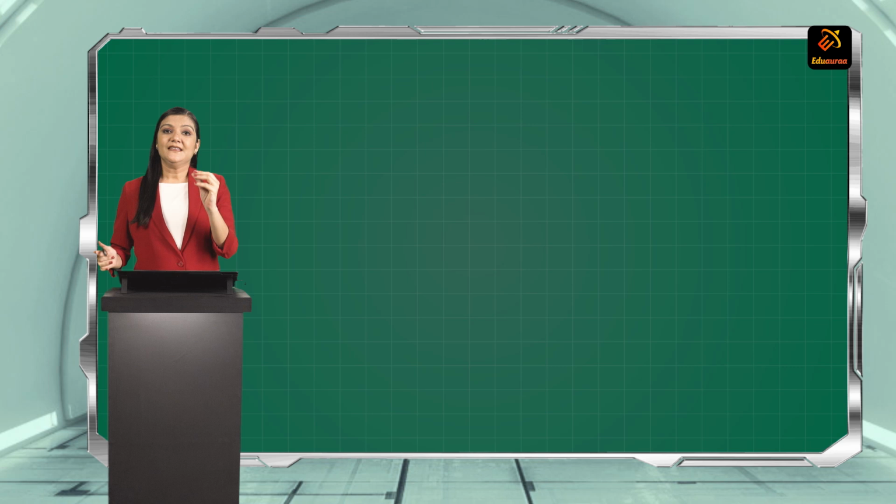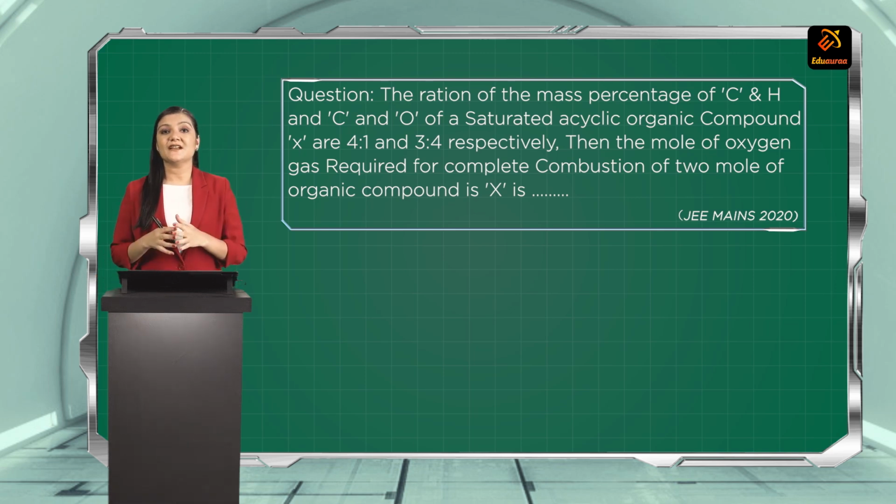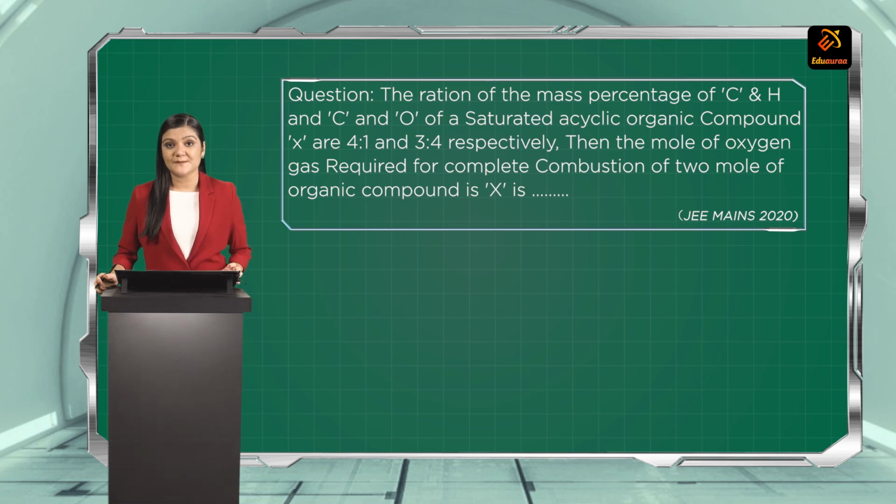Let's see the next question. The question is: the ratios of mass percent of carbon and hydrogen, and carbon and oxygen, of a saturated acyclic organic compound X are 4:1 and 3:4 respectively.